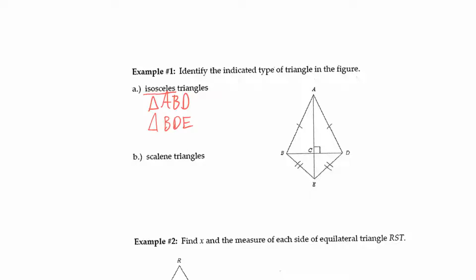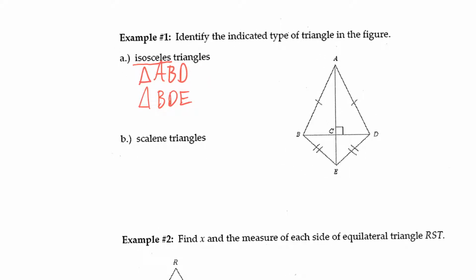All right, now a scalene triangle. So scalene means what? None of them are the same. Triangle BEA would work. That's scalene. I think triangle ABC would also be a scalene triangle. So those are some examples of that.